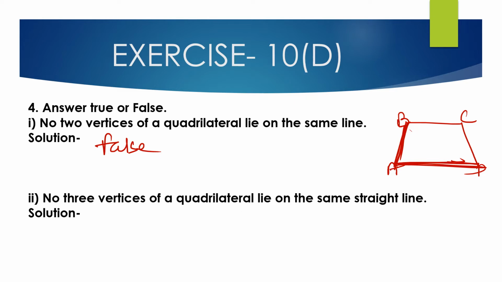Second bit: no three vertices of a quadrilateral lie on the same straight line. No three vertices. Yes, only two vertices of a quadrilateral. So no three vertices of a quadrilateral lie on the same straight line. This is true.